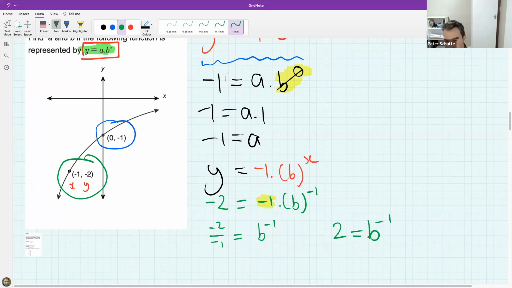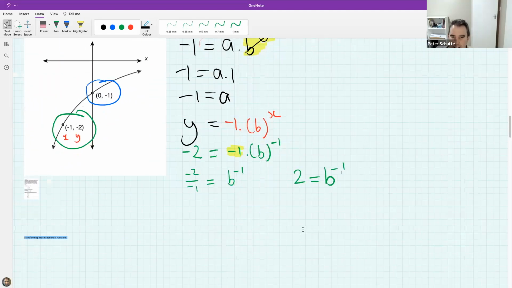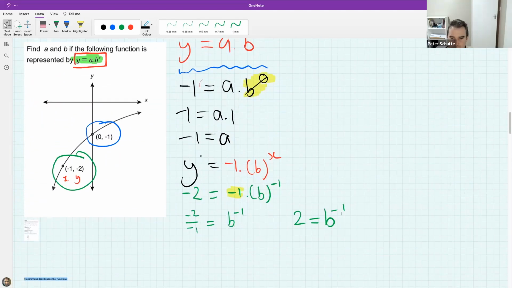I know what b to the minus 1 is, but I really want to know what b is. And there's a couple of different ways you can deal with this problem. I'd love to hear from someone who knows how to deal with this. How do we deal with negative powers if we want to make them positive powers? Does anybody know? Can you remember from earlier in the year when we did exponents?